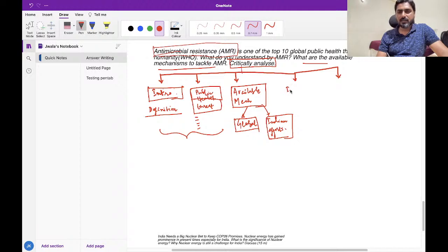So basically you can use a subheading like this. Issues involved in tackling AMR, or why it is persisting, that you can mention. And then you can give a conclusion.